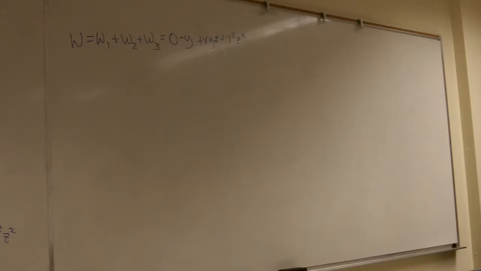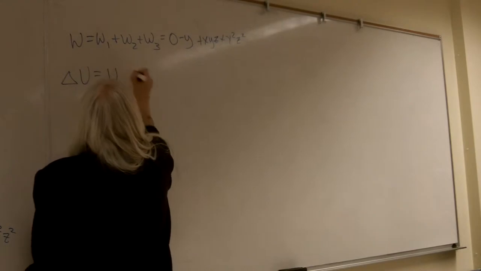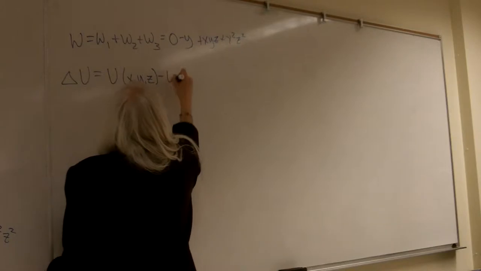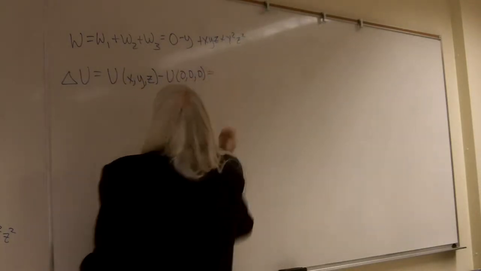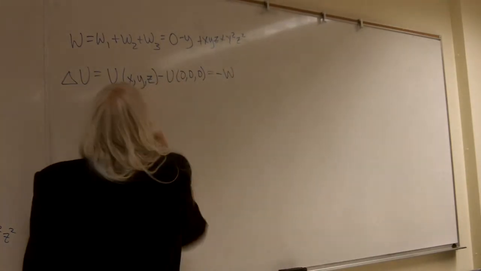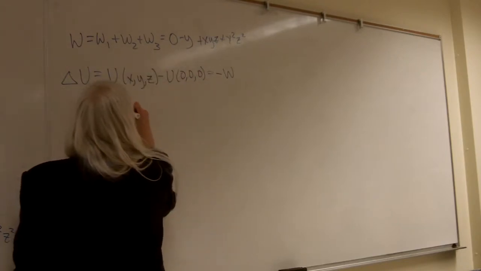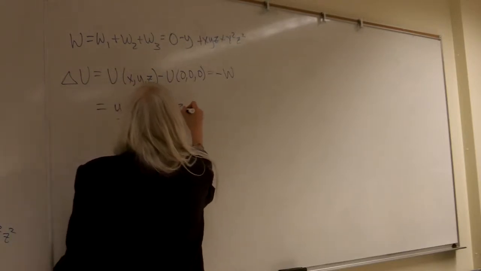So we know that the change in potential energy, delta U, in other words, U at point B, which was our point x, y, z, minus U at point A, which was the origin, is equal to minus W. So therefore, it is equal to the negative of what I had up here. So in other words, it's y minus xyz minus x squared z squared.